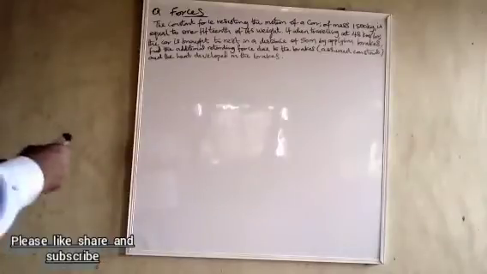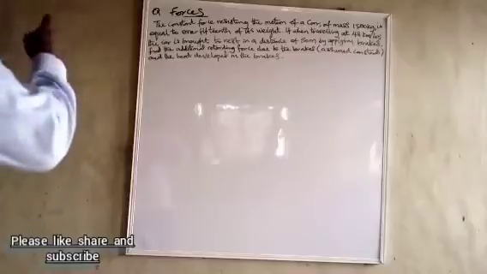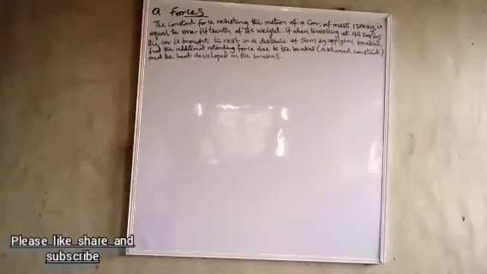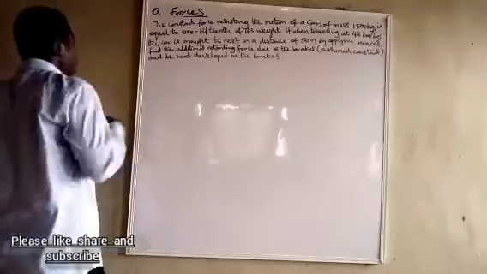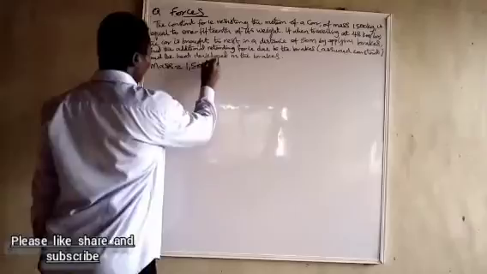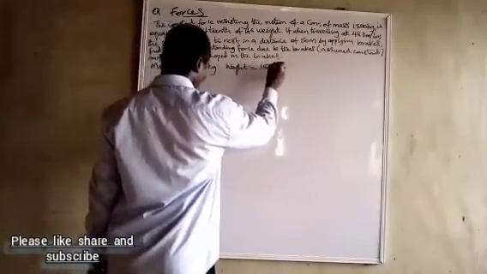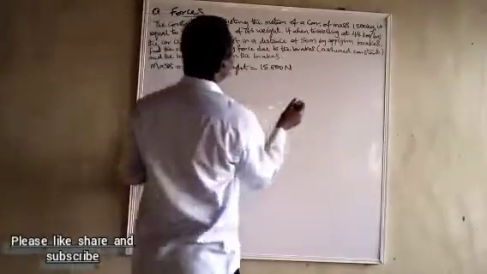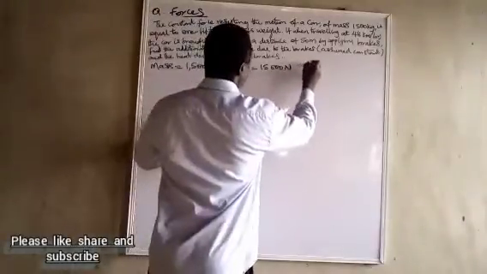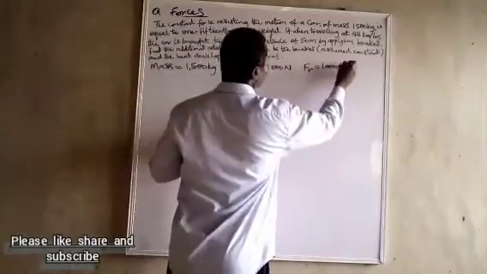The constant force resisting the motion of a car of mass 1,500 kg is equal to 1/15 of its weight. If it is traveling at 48 kilometers per hour, the car is brought to rest in a distance of 50 meters by applying brakes. Find the additional retarding force due to brakes and the heat developed in the brakes. Now we have this information. Mass is equal to 1,500 kg, so weight is equal to 15,000. Resistive force is equal to this one over 15, that is 1,000 Newton.